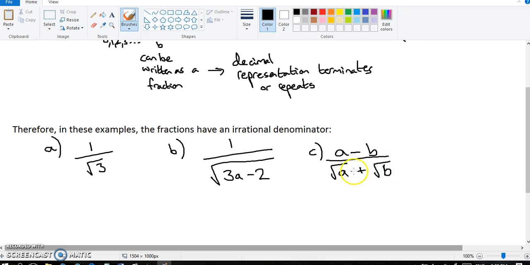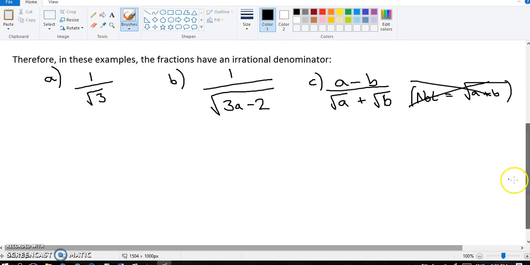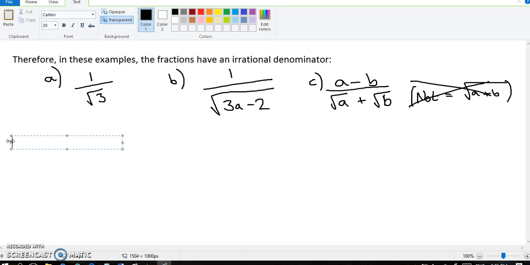And you'll note here that the square root signs are separate, so this one's contained under one square root, and these two elements are separate. And you'll remember from class that this is absolutely not equal to this. We can multiply them and join them together, but we can't add them and join them together. Okay, so we have 3 things here that have an irrational denominator.